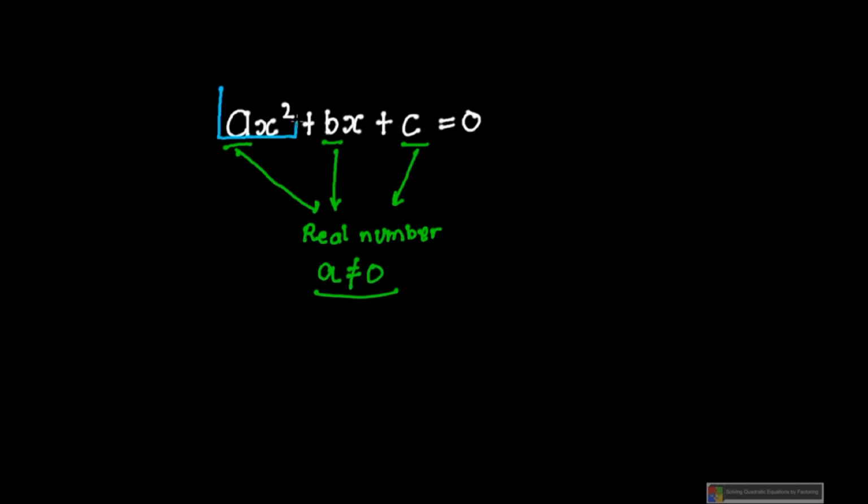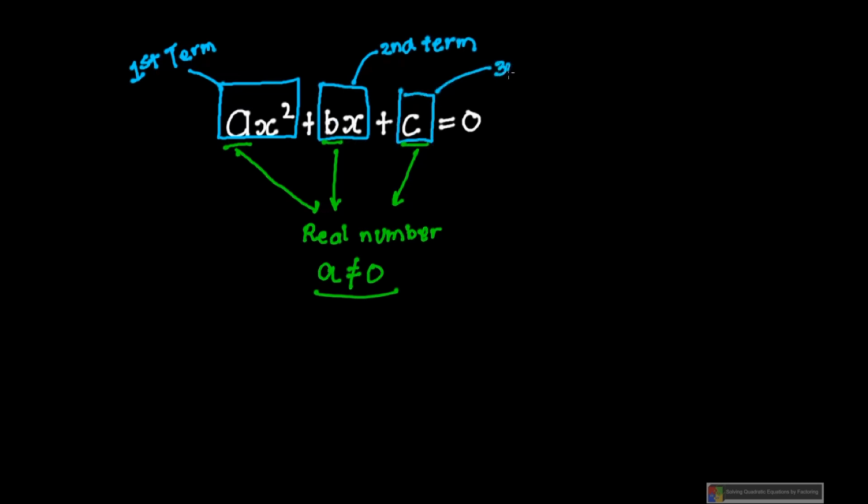Another part is the terms. The first term is the ax squared. The second term is the bx. And the third term is the c, or the constant term, as it is called. And as we notice in our first term, we have the squared. So we are in the second degree equation. That will be the highest degree as well.